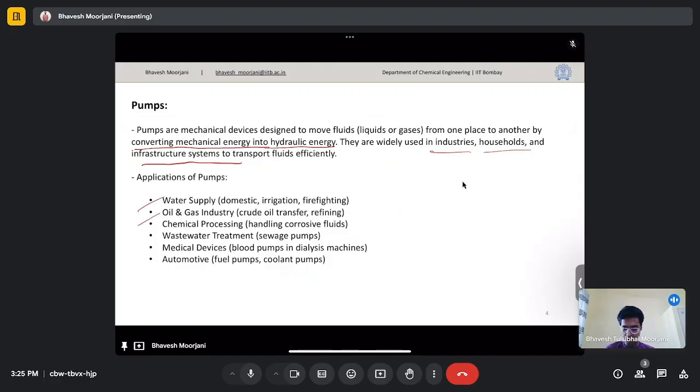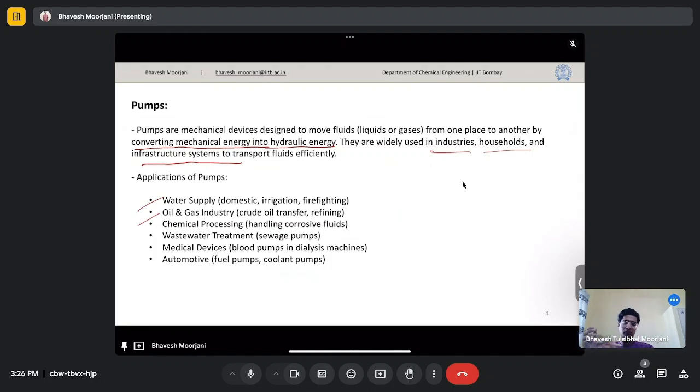Okay, so the application of pumps, they are widely used in industry for water supply, in the oil and gas industry to transfer oil from one place to another place, in chemical processing to handle various corrosive fluids, right? So we have previously discussed the flow of fluid in the pipe network where we use these pumps to transport fluid. In those experiments, we computed the pressure drop generated in these pipes, which we will require to design the pump capacity, right?